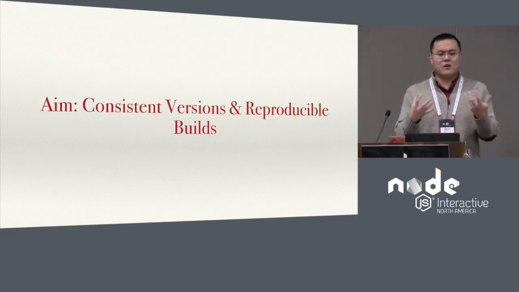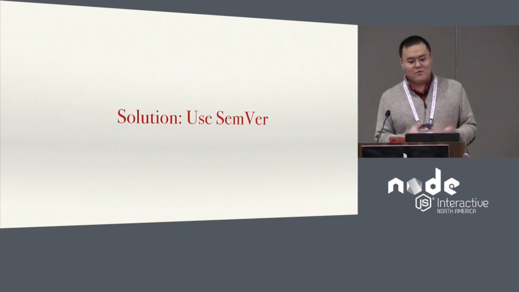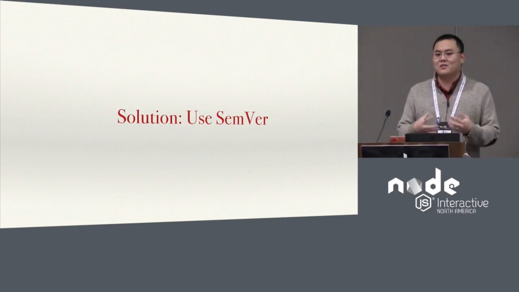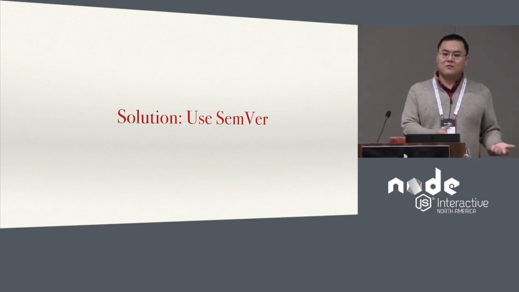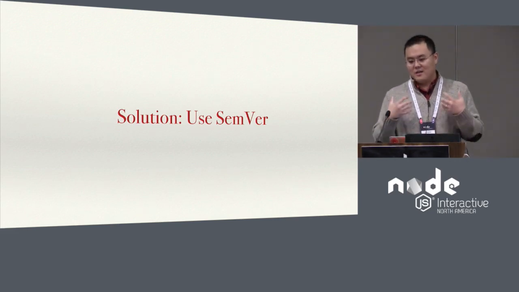And so our goal here was to get consistent versions of reproducible builds. Is there something from the Node ecosystem that we could use to manage versions? Of course, right? We could just use semver. So we decided, actually, not only do we all use semver for packages, we're now using semver to manage all of our services as well.